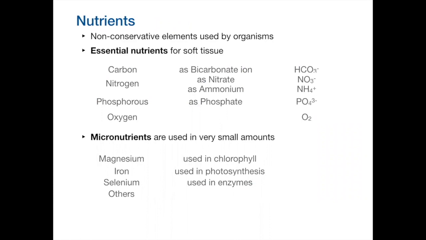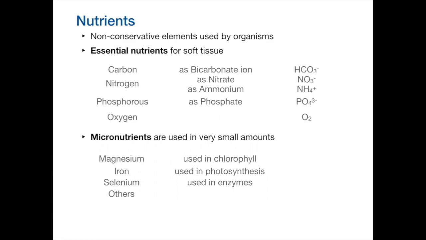Nutrients are a non-conservative element that's used by biological organisms. We'll see in the video on salinity that there are conservative tracers as well, which do not change throughout the ocean. Nutrients can be broken down into a couple of different classes. There are essential nutrients, which are required for soft tissue. Essential nutrients include carbon, nitrogen, phosphorus, and oxygen.